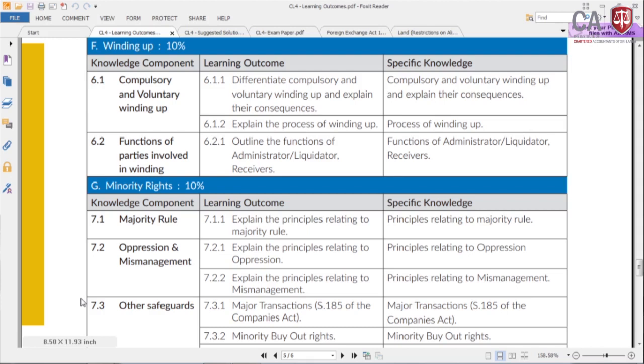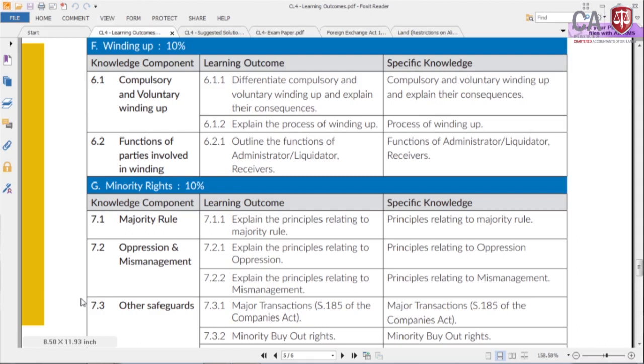Then on the minority rights and majority rule, as you know, explain the principles relating to majority rule, and have specific knowledge of those principles. Then on operation and mismanagement, explain the principles relating to operation and the principles relating to mismanagement. You must know how to differentiate operation and mismanagement in different cases. So, have a good understanding and knowledge of the principles related to mismanagement.